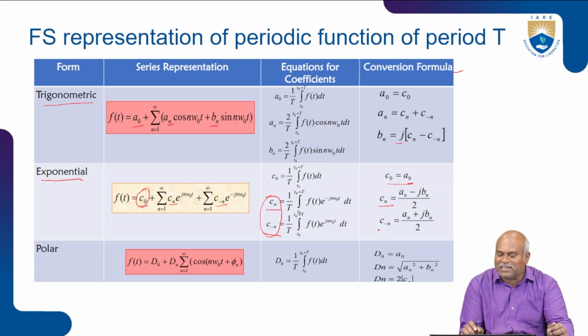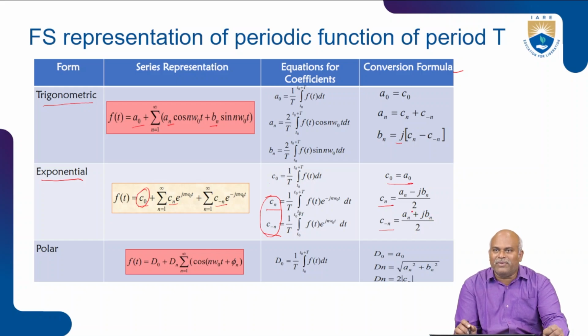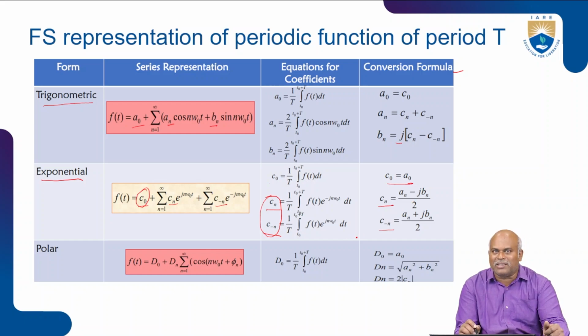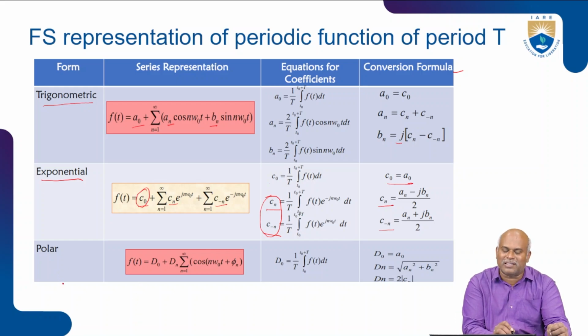Then C of minus n is equal to (A of n plus j B of n) divided by 2. This is the way we can convert the trigonometric Fourier series into the exponential Fourier series, or the exponential Fourier series into the trigonometric Fourier series. Then we go for the cosine Fourier series, or polar Fourier series.